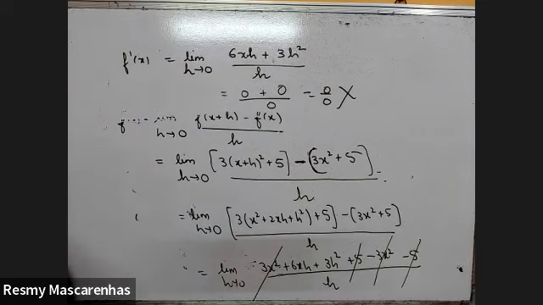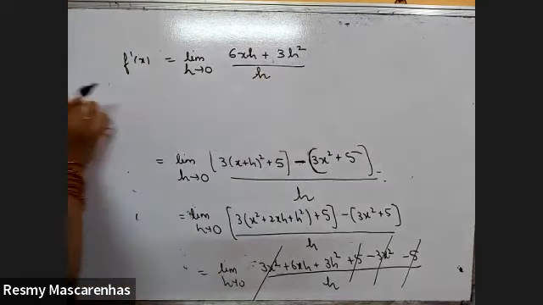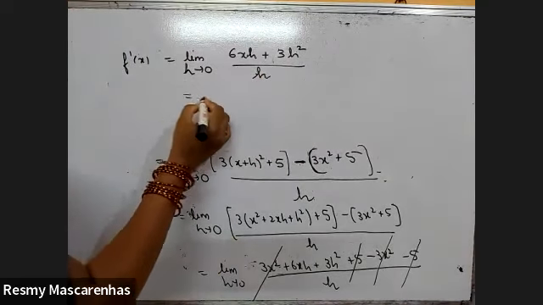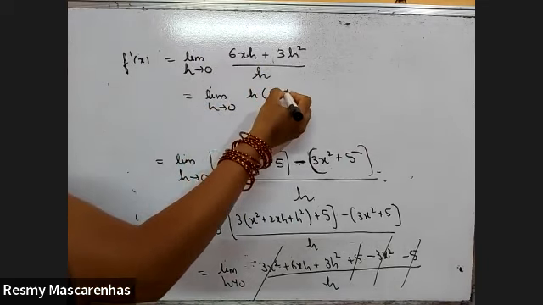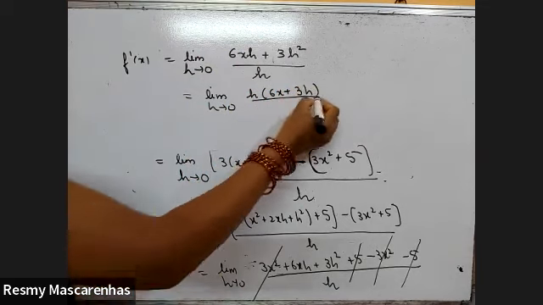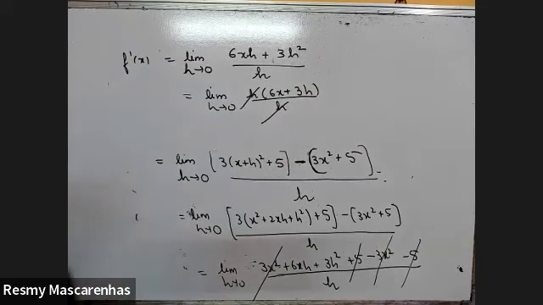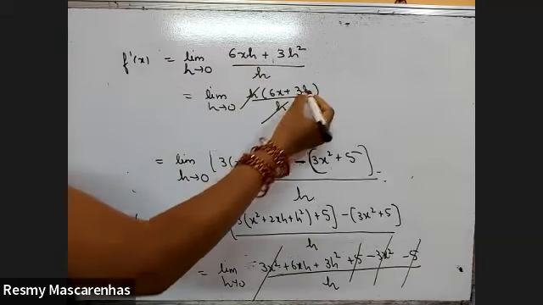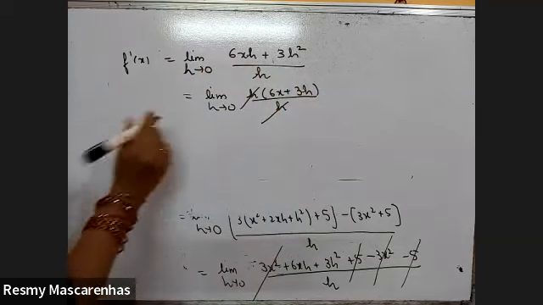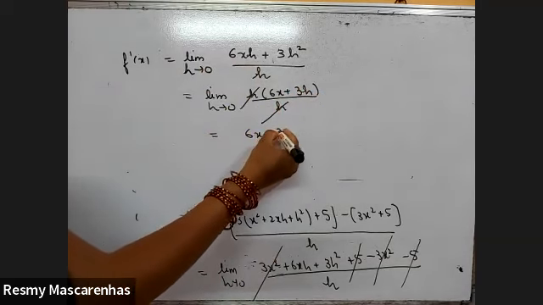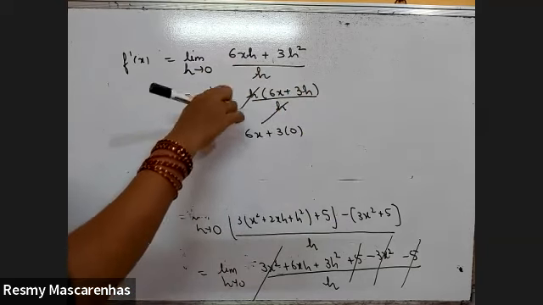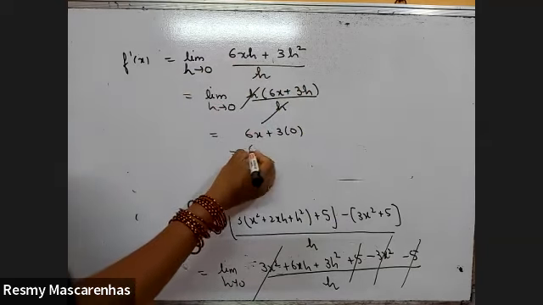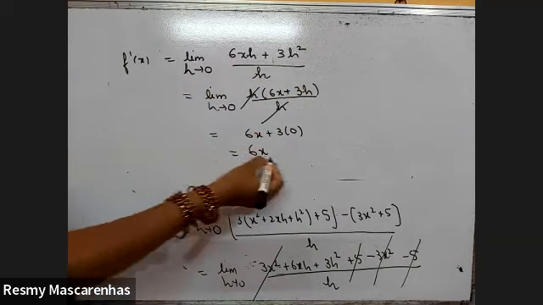But what you can see is there is h common in both the terms. So take out h common. Now h and h will cancel. Now for the final answer, wherever there is h, put 0. The moment you substitute h as 0, this limit will go. So the answer is 6x.